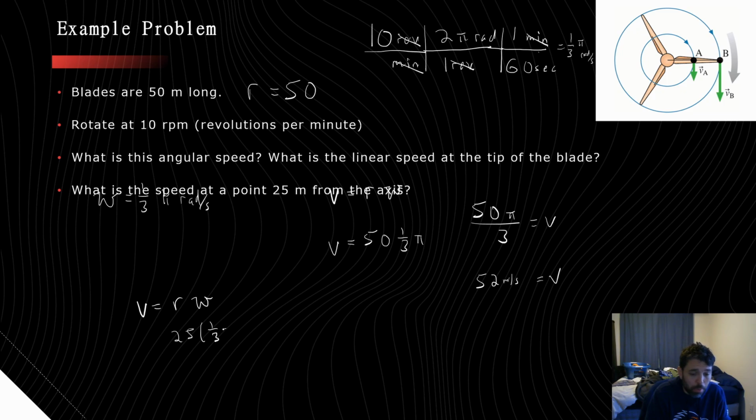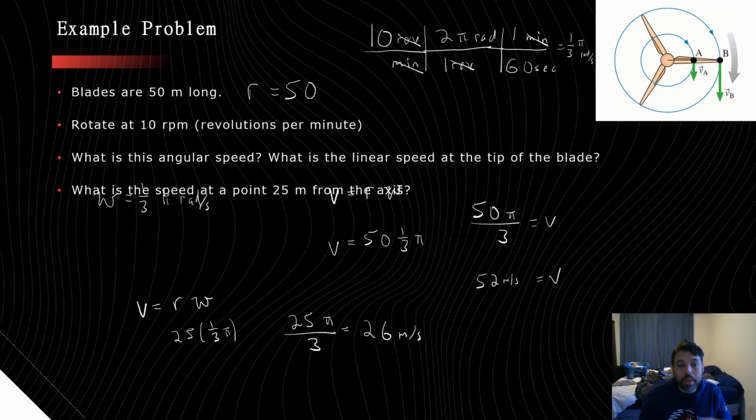Omega, though, is still 1/3 pi, right? That doesn't change. Multiply those across, so we get 25 pi over 3. And I'm going to go ahead and multiply by pi because, again, now we're talking about linear stuff. Maybe about 26, which makes sense. It should be about half of what we had, and it in fact is. 26 meters a second, right? It's half that speed. Okay.